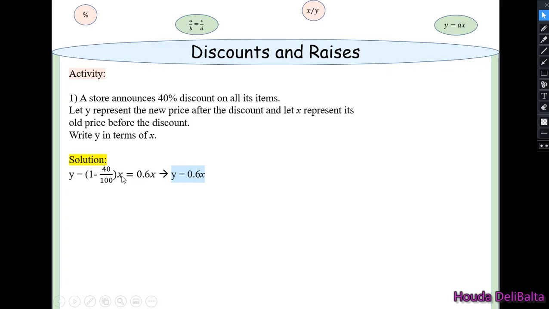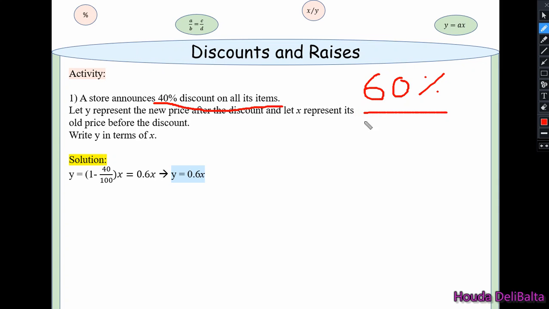Note that because we are talking about a discount, all we care about is that minus. So we usually translate this sentence mathematically into y equals a parenthesis including 1 minus 40%, which means 40 over 100, as we mentioned previously, 40 over 100, into x. If I think in another way, if the discount is 40%, then the percentage of payment is 100 minus 40, which is 60%.